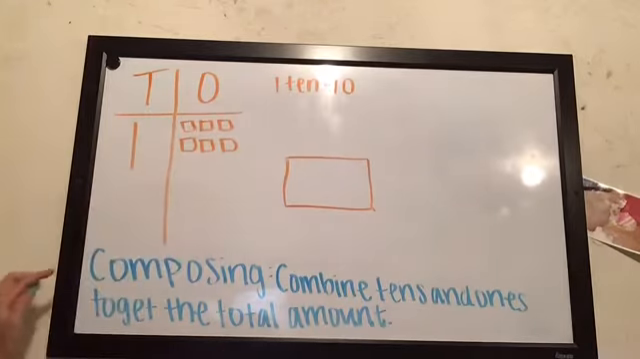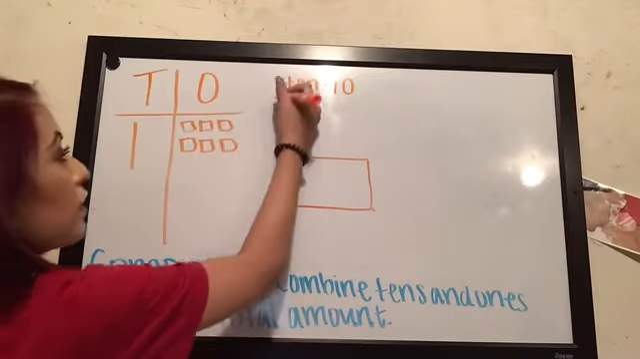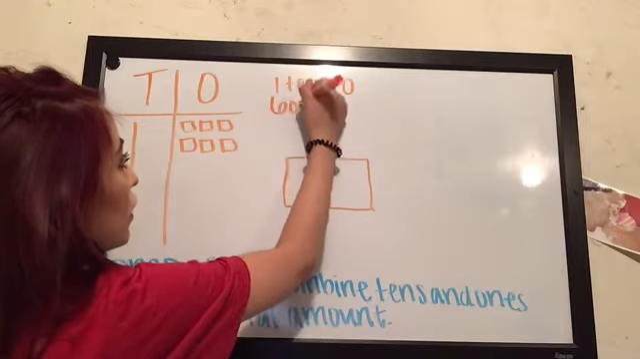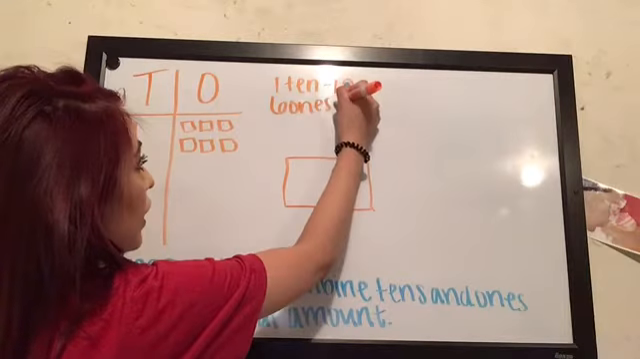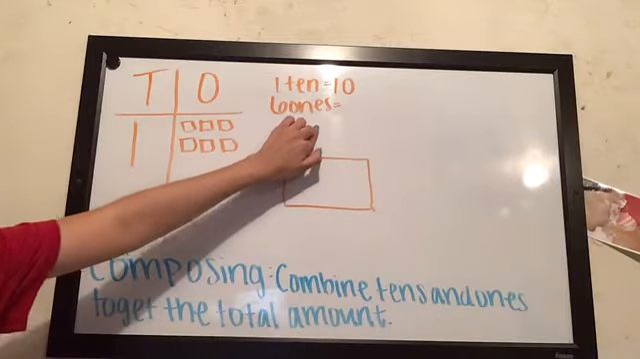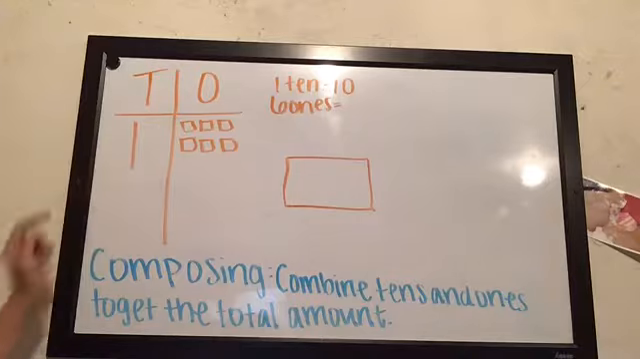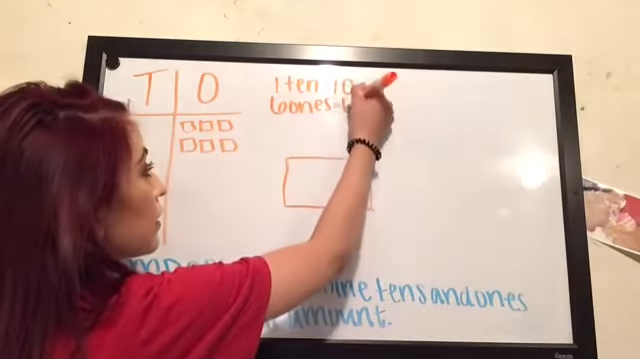How many ones do we have? We have 1, 2, 3, 4, 5, 6. So we have 6 ones. And how much does 6 ones equal? Each one is just 1 unit, so we just have 6.